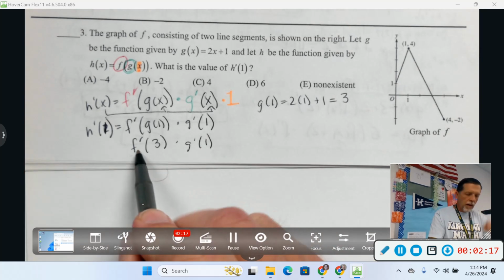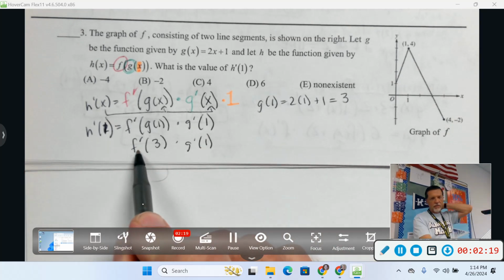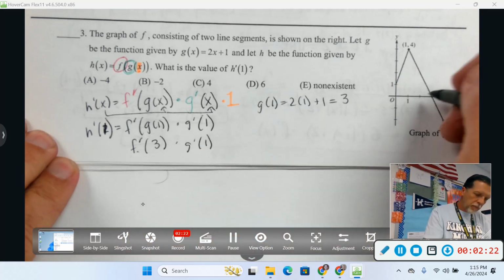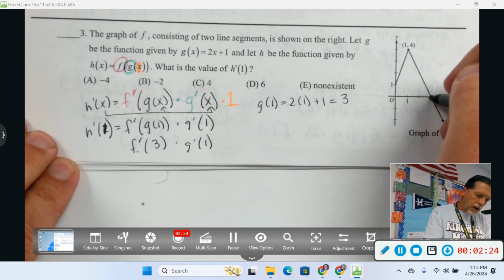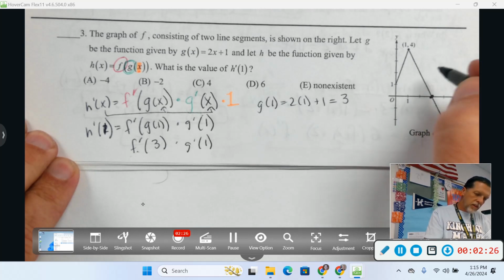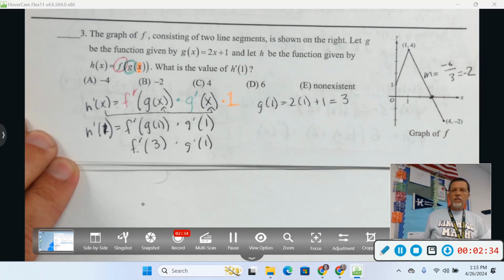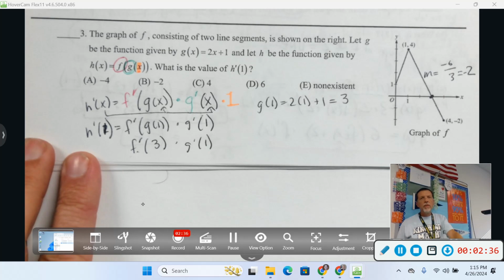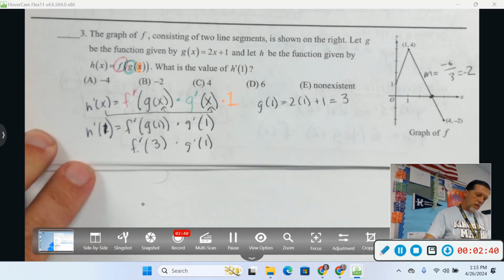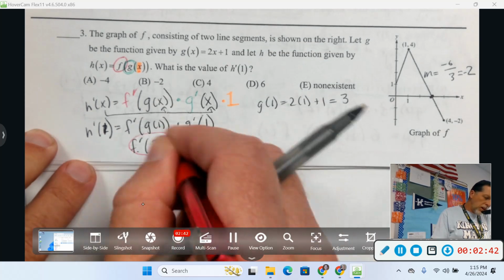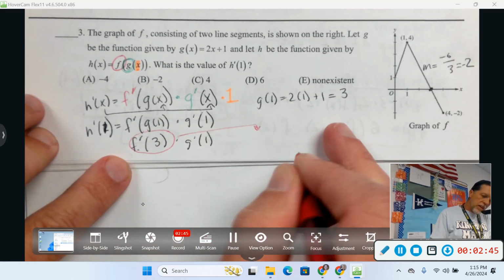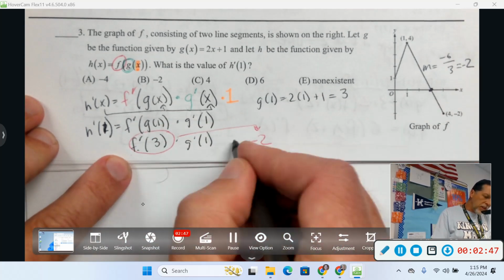So f prime, that means the slope of the graph of f at 3. 1, 2, 3. So right there, I need that slope. So that's change in y is -6. Change in x is 3. So that slope is -2. Slope's -2, the derivative's -2. So f prime of 3 is -2 because the slope is -2.